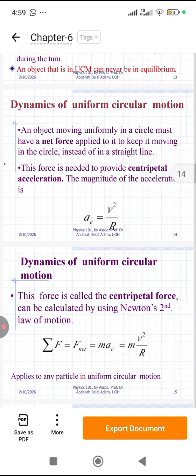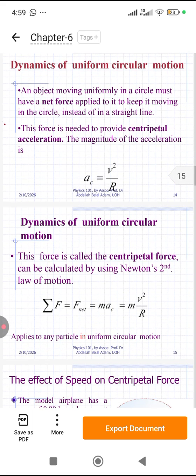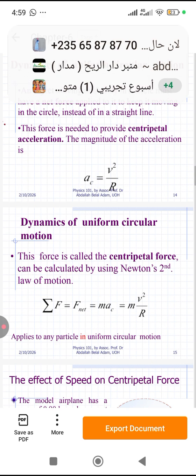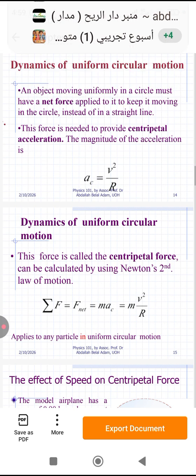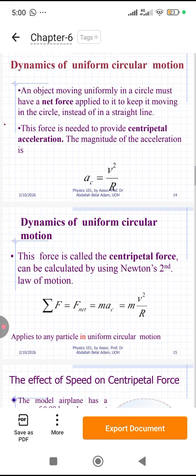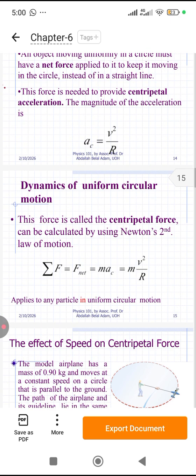So in the dynamics of uniform circular motion, this force is called the centripetal force, and it can be calculated by using Newton's second law of motion. The total net force F net equals the centripetal force, so F equals m a, centripetal acceleration, equals m v square over r. Centripetal force equals m v square over r, where m is the mass of the moving object, v is its speed, and r is the radius.